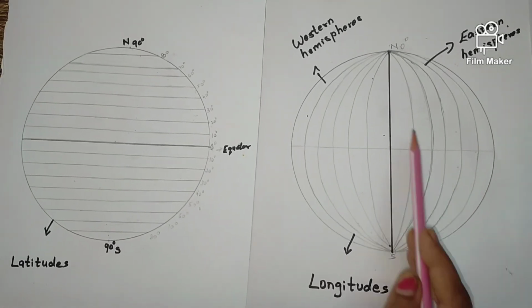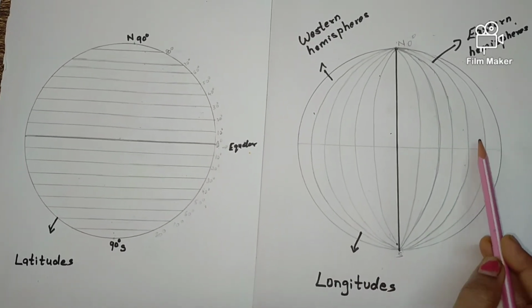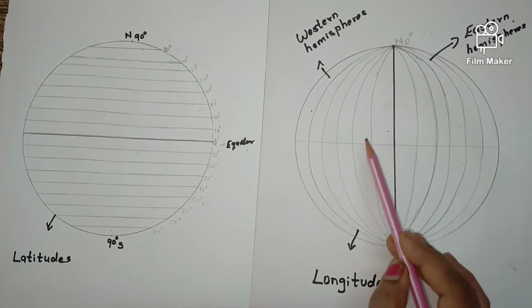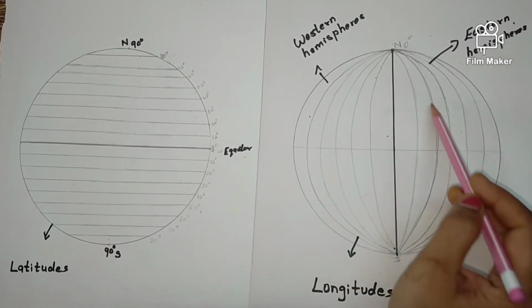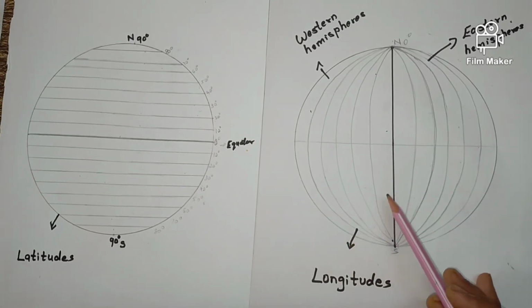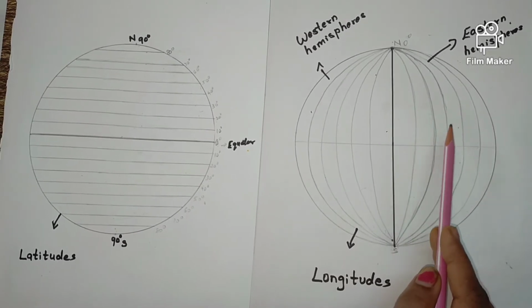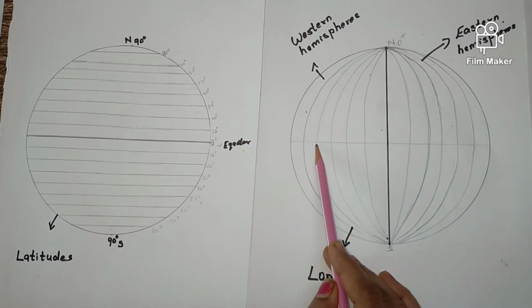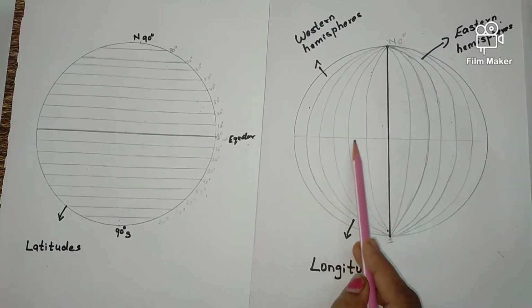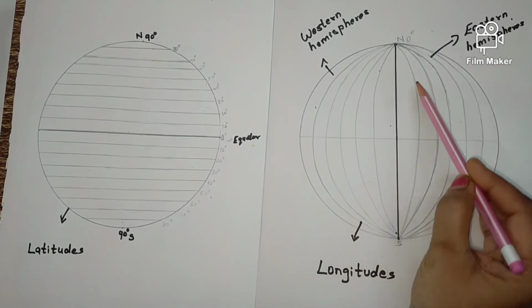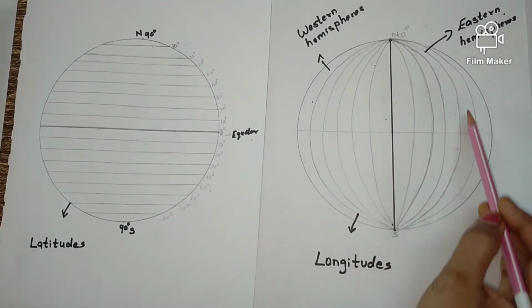The 0 degree and 180 degree meridians lie opposite each other on the globe, forming a circle. This circle divides the Earth into the eastern and western hemispheres. All meridians are equal in size.